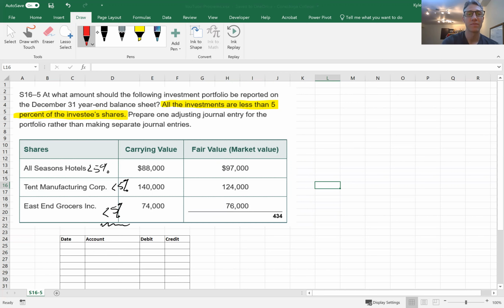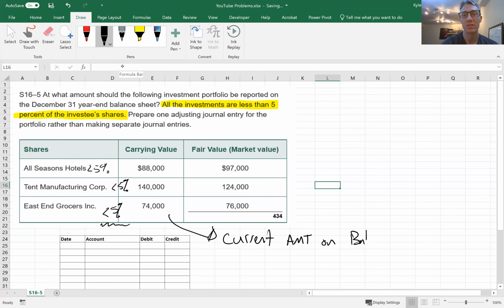Now, the carrying value is the current amount on the balance sheet. Just looking at these, the carrying value does not equal the fair value. So we're going to have to adjust the carrying value to match the fair value at the year-end reporting date. That's the fair value method of accounting for investments.